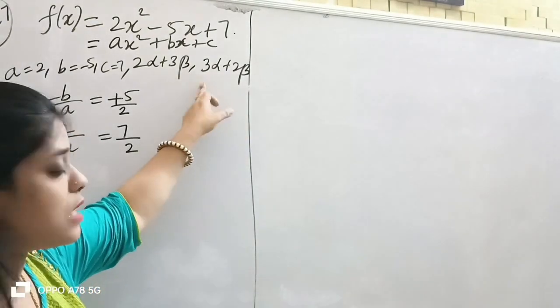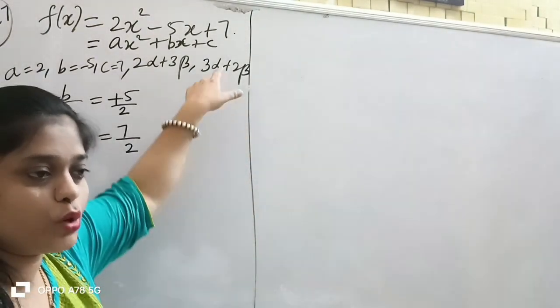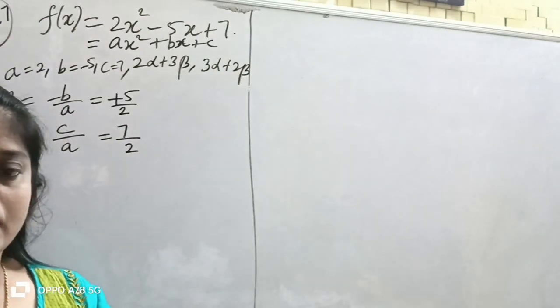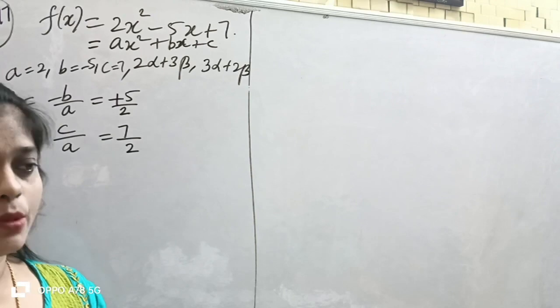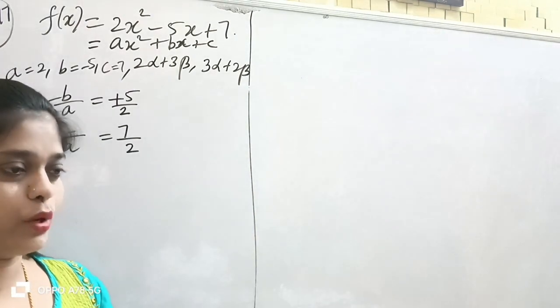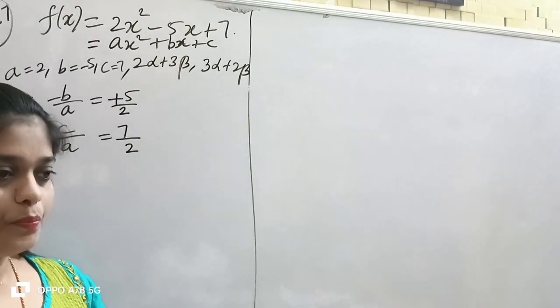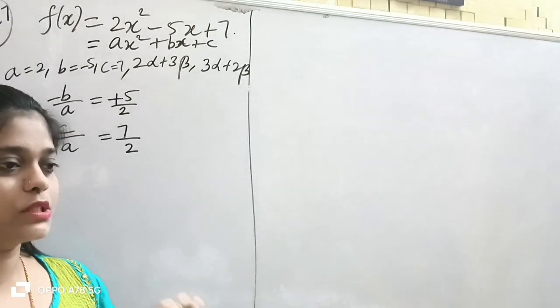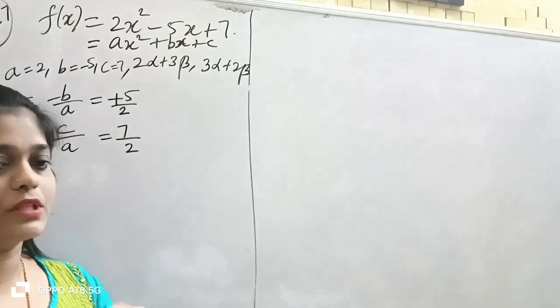So if they ask for a quadratic polynomial for these zeros, we need the sum and the product of these. For a quadratic polynomial, we know the formula: x square minus sum of the zeros into x plus product of the zeros.